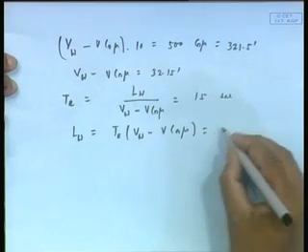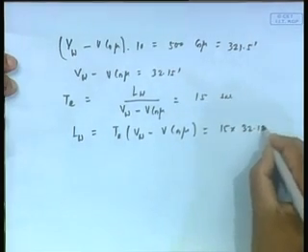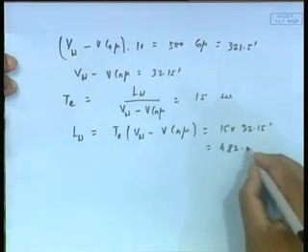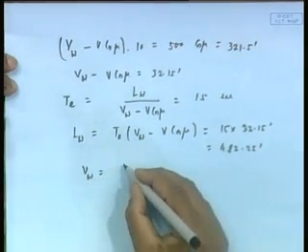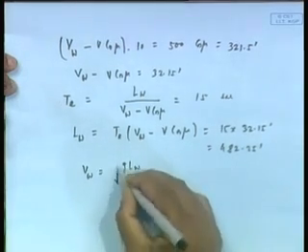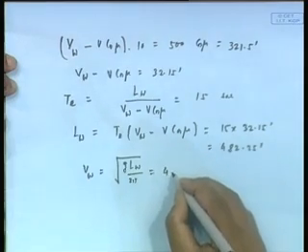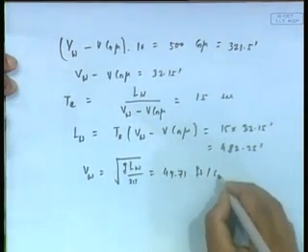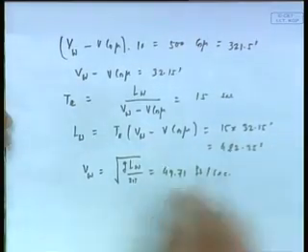This is 15 into 32.15, this is 482.25 feet. So Vw equal to root of g into Lw by 2 pi. This is going to give us 49.71 feet per second. Okay. So this is Vw.